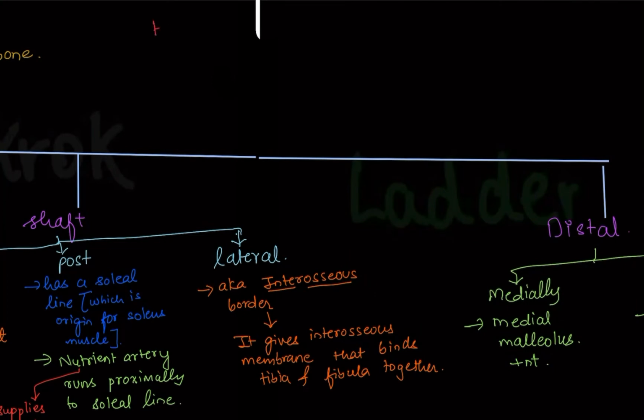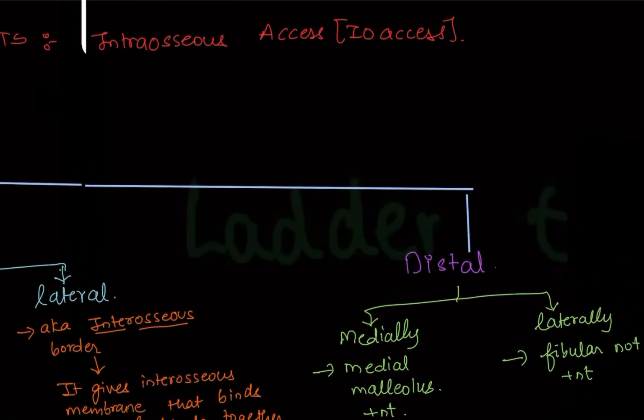Write it down under the HOTS, higher order thinking skills. There is something called intraosseous access, also known as IO access. Okay, so we give the fluids and medications directly into the bone marrow in case intravenous administration is not possible for a patient. So write down this point.